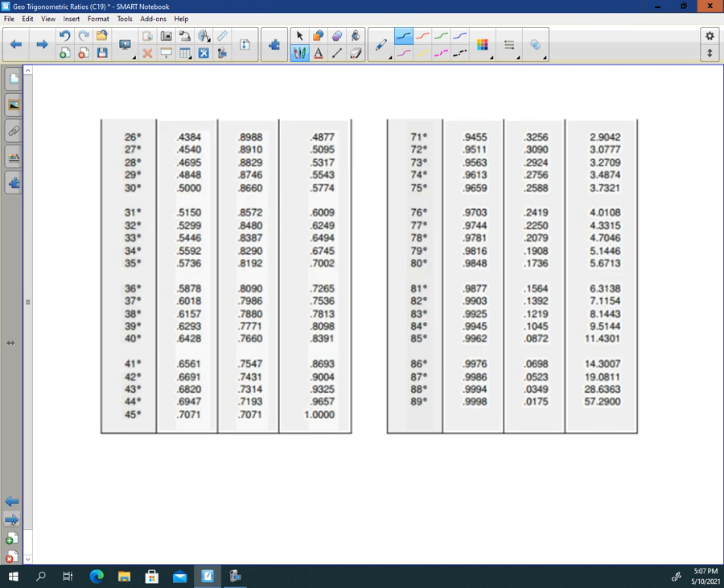Now, the next page has the rest of them. Here's number 26, and then this goes to 45, and then starting again at 71, and it goes right up to 89. It doesn't go to 90 because, well, it doesn't work after that. But if you had a 35-degree angle and you wanted to know the sine of it, you could look it up on this chart.